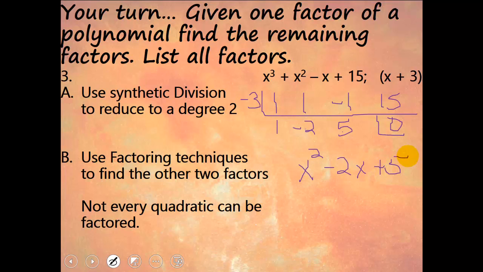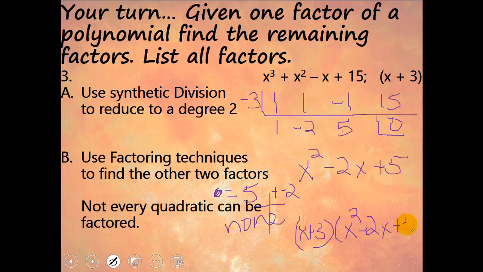And now I'm looking for two numbers that multiply to 5 and add to -2, and there are none, so this cannot be factored. So all my factors are x plus 3 and then x squared minus 2x plus 5. So these are all my factors, okay? Not every quadratic can be factored, right?